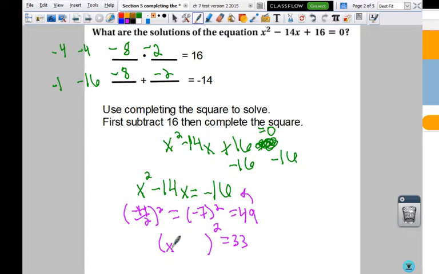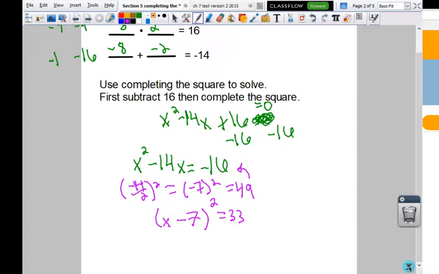I got my x. What's going to go right in your next x? Negative 7. Negative 7 is going to go in right there. And now we're going to solve this.